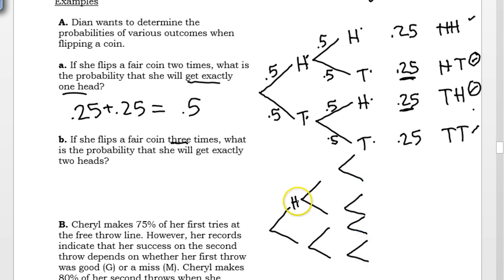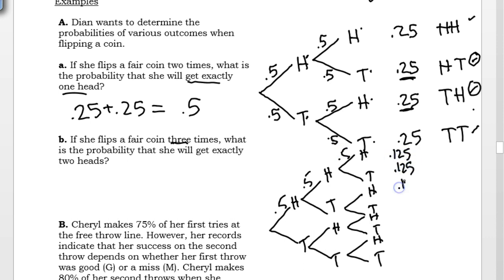And I have heads and tails, heads and tails, heads and tails. And 0.5 times 0.5 times 0.5. All of these are going to be 0.5, so every one of these outcomes is 0.125.